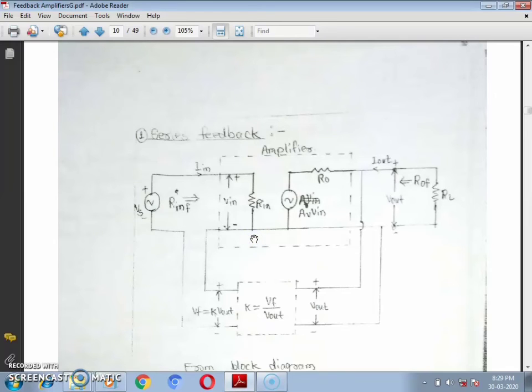Referring to the output series, referring to the voltage series configuration. For this configuration, we want to find the output impedance, and for this purpose, we will trace this loop where you will have the output voltage in series with this configuration. If we apply Kirchhoff's voltage law to this loop, we will have Vout equal to Ro times Iout plus Av times Vin.